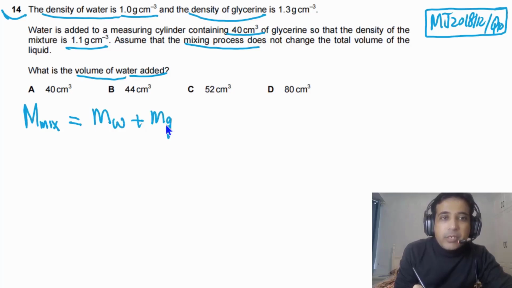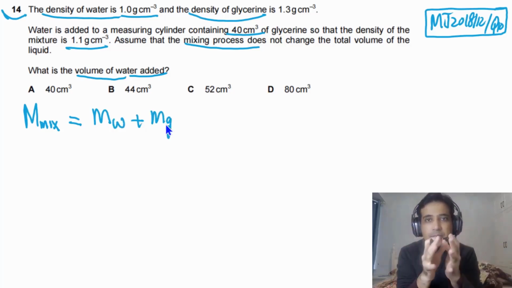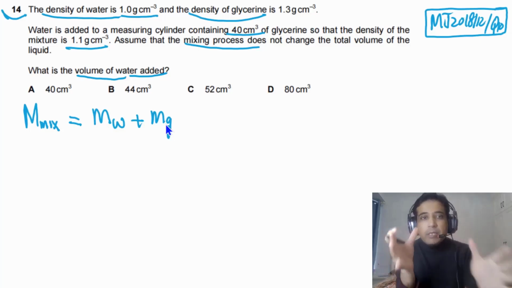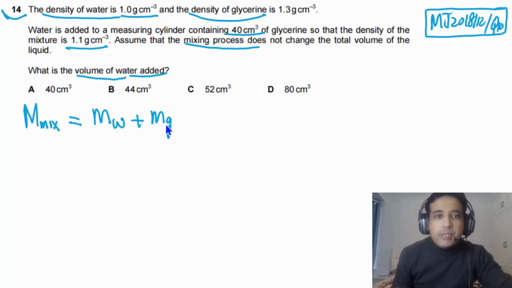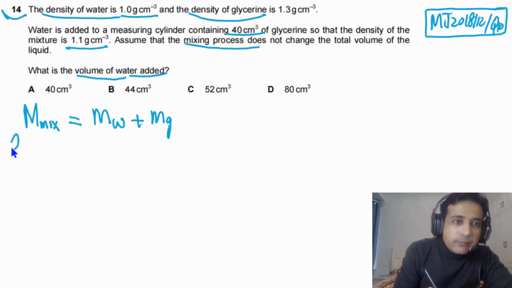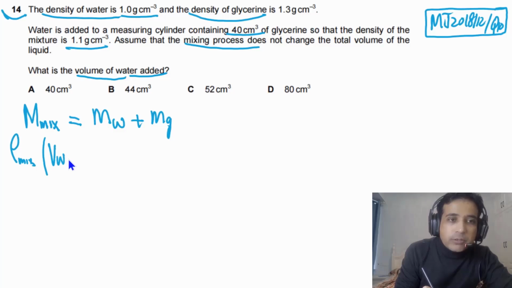So this is a beautiful way to answer this type of problem. Always start with the mass of the mixture, and that one has to be equal to the mass of water and the mass of glycerin in this case. So what is the mass of the mixture? The mass of the mixture will be equal to the density of the mixture times the volume of the mixture, and the volume of the mixture will be equal to the volume of water plus the volume of glycerin. So we can simply write it in this form.